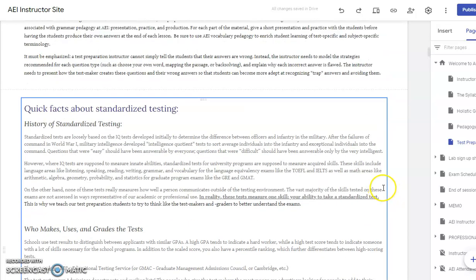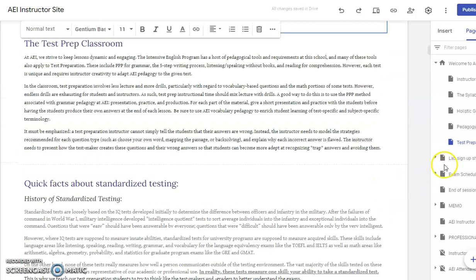Hi, let's talk about the test prep classroom and some important facts about standardized testing. As with the test prep strategies, you may wish to inform your students about some of this history. I find it's useful just to keep students aware of how we think about test prep and how we understand the way the process works.